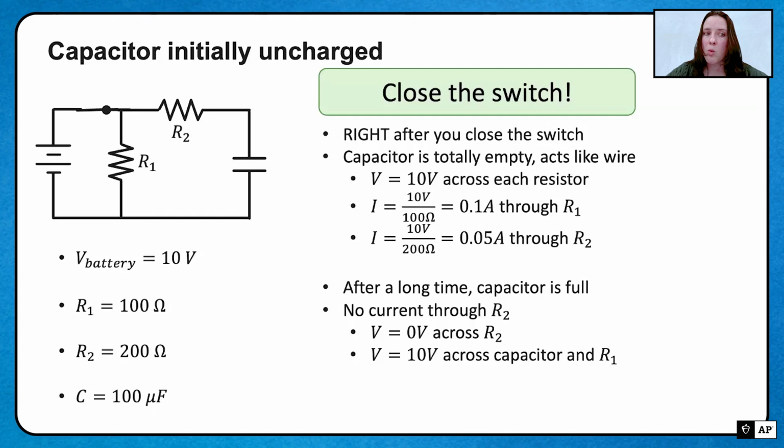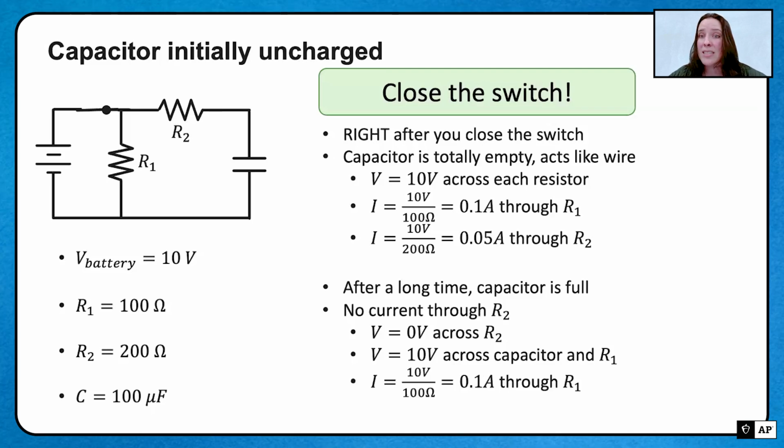V equals 0 across R2 as a result. But R1 is still in business, still connected to the battery. And the capacitor, because it's full, is also at 10 volts, connected to the battery. Because remember, when there's no current, it's as if this resistor might as well not even be here. It's just a wire at this point, just taking up space. So that means there is still current through R1. It's 10 volts over 100 ohms. It's still 0.1 amps. So R1's current actually doesn't change.